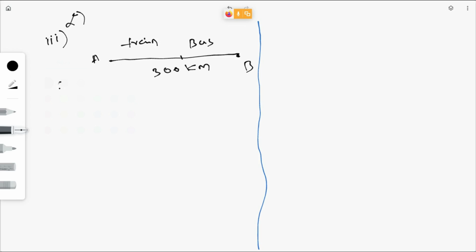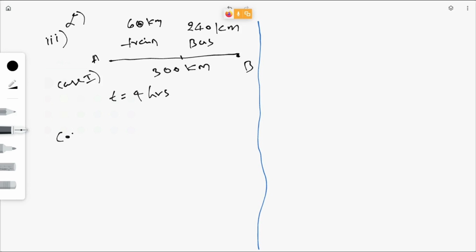In case 1, she takes 4 hours for the whole journey if she travels the first 60 km by train. Then the remaining will be 240 kilometers by bus. There is one more case, case 2.